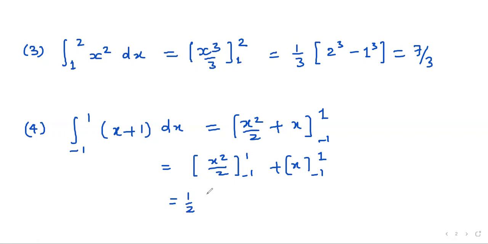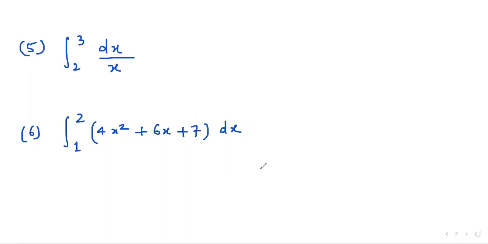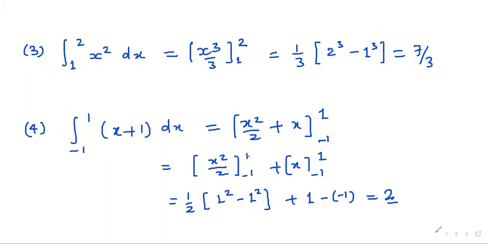So 1 by 2 we can keep outside. Then we write 1 square, then reduce by minus 1 square. That is also 1. Here we write 1 reduced by x equal to minus 1. So first term will become 0, but second term will be 2. Let's see the next question.